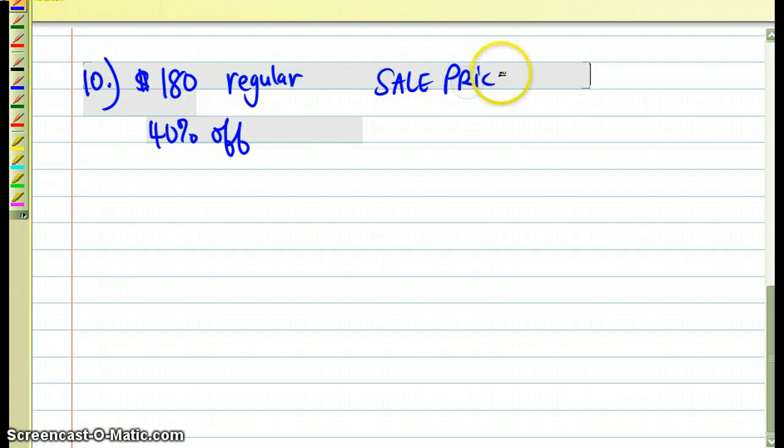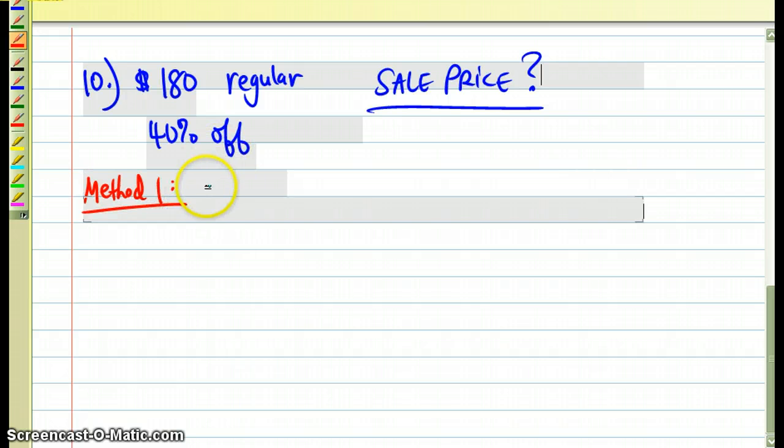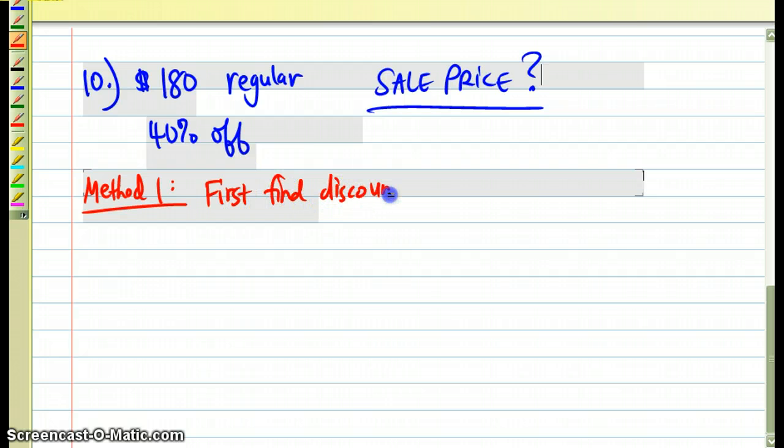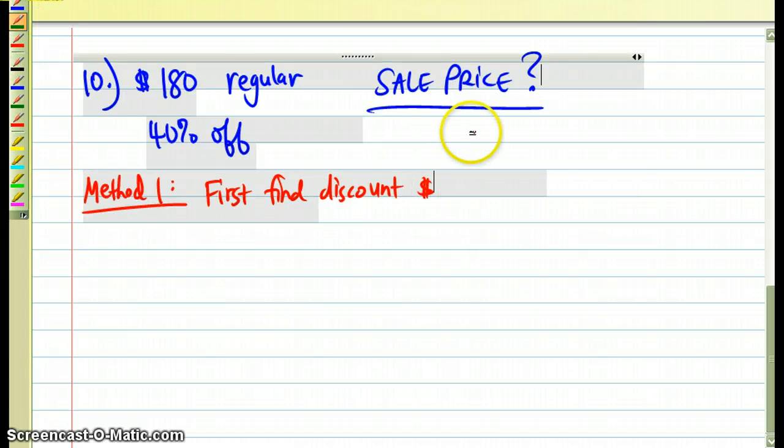So this is different than the first 3 questions that we did, because the first 3 questions are asking for the discount price. For the sale price, again, we can use method 1. Now, method 1 requires that we first find the discount price. So what we just did in problem number 4, we're going to do that here. So we're going to first find the discount price, and then later we can subtract it from the original. That will give us the sale price. So let's do that first.